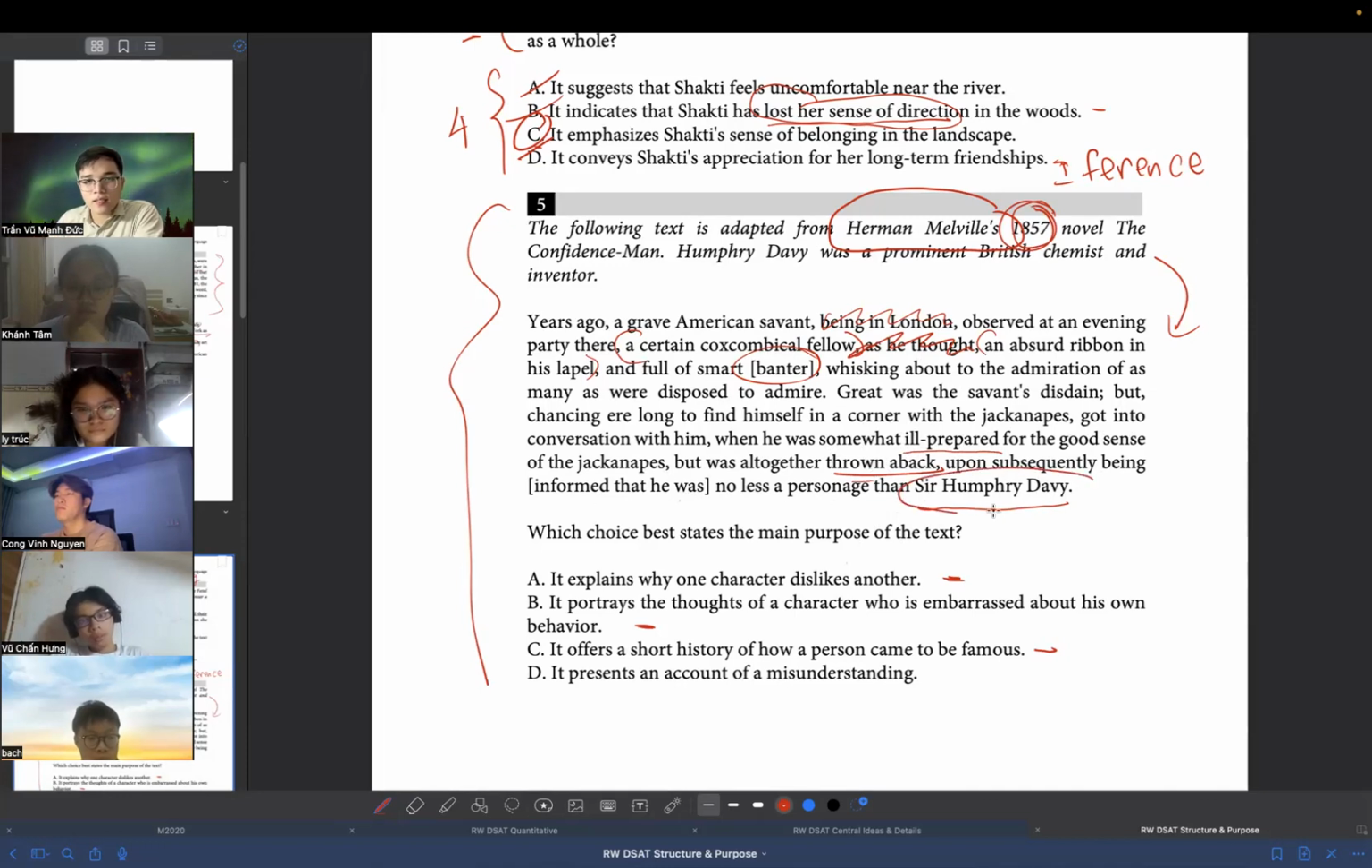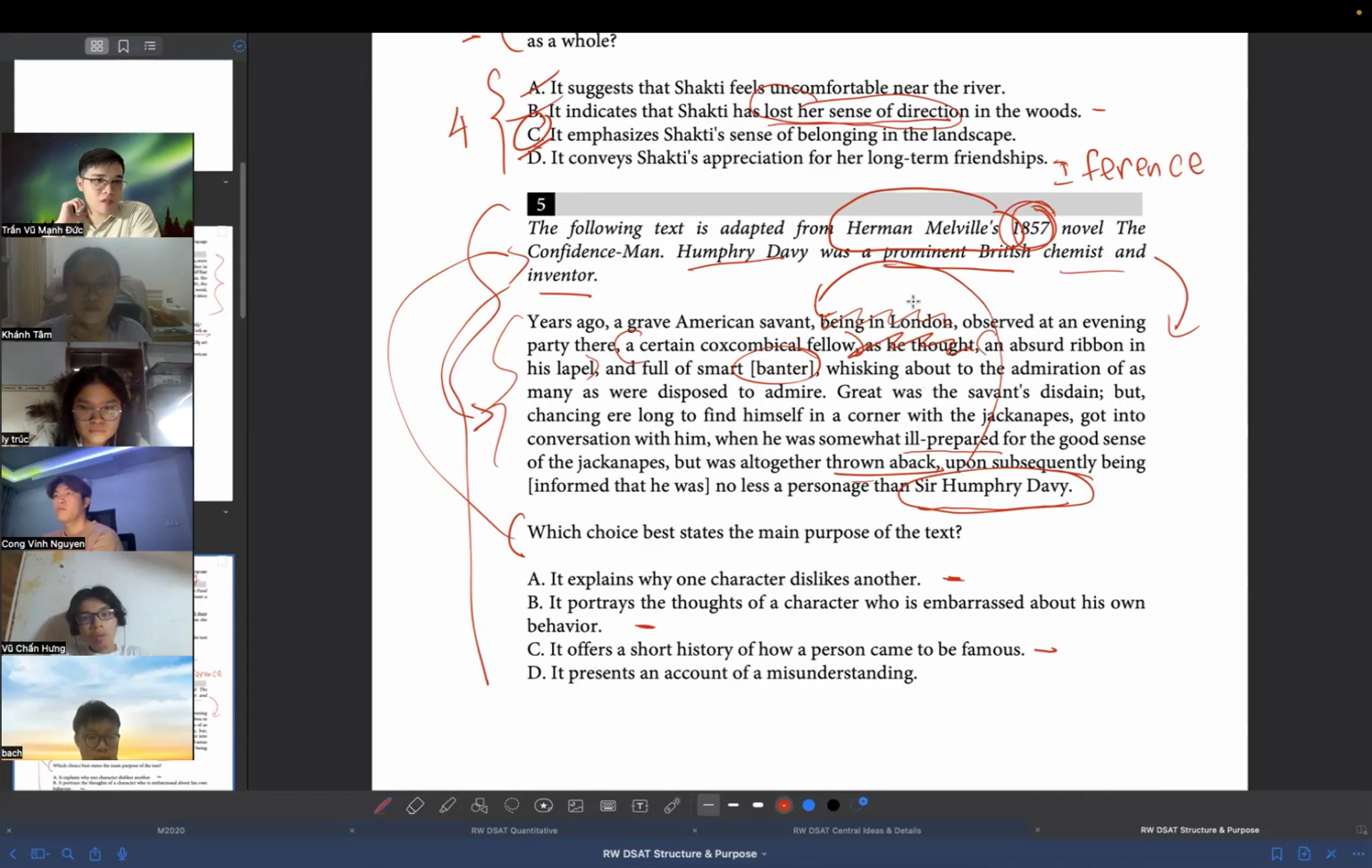This is Sir Humphrey Davy. And look, who is Sir Humphrey Davy? This is why you should read the blurb before the paragraph. You read the prompt, then the blurb, then the paragraph, because of this. Humphrey Davy is a prominent British chemist and inventor, so he's very popular. So this guy, contrary to his appearance, looks very funny, but he is in fact very brilliant and very famous. So he's just taken aback. He's very surprised. The main character is surprised.